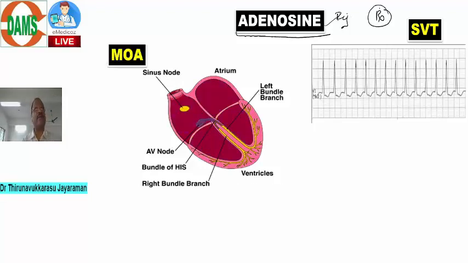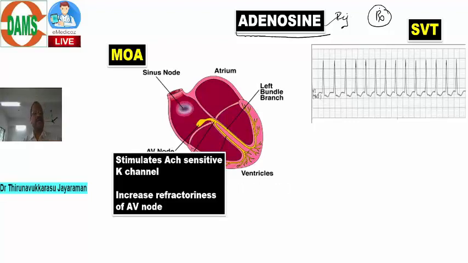Here two extra points. How does this drug control arrhythmias? This drug stimulates acetylcholine sensitive potassium channels, so it has a potential opening property, thereby increasing the refractoriness of the AV node. So the AV node is not responding. So there is a delay in AV conduction velocity, thereby controlling tachyarrhythmia.